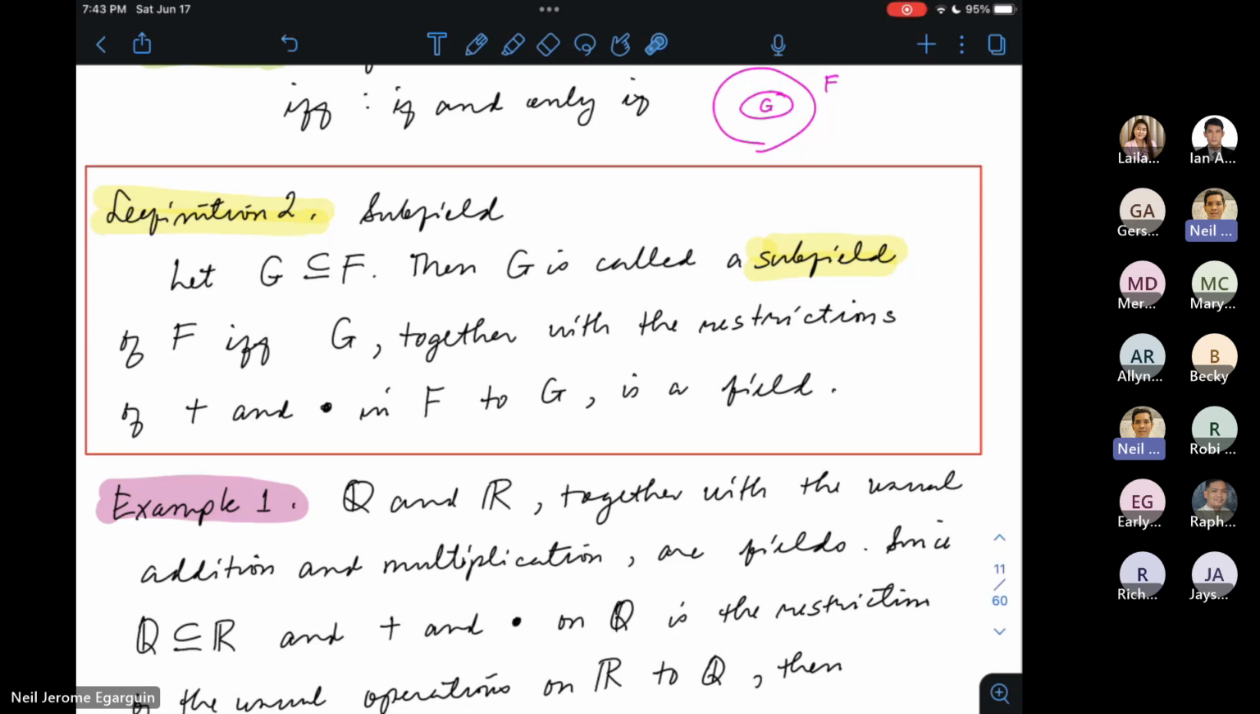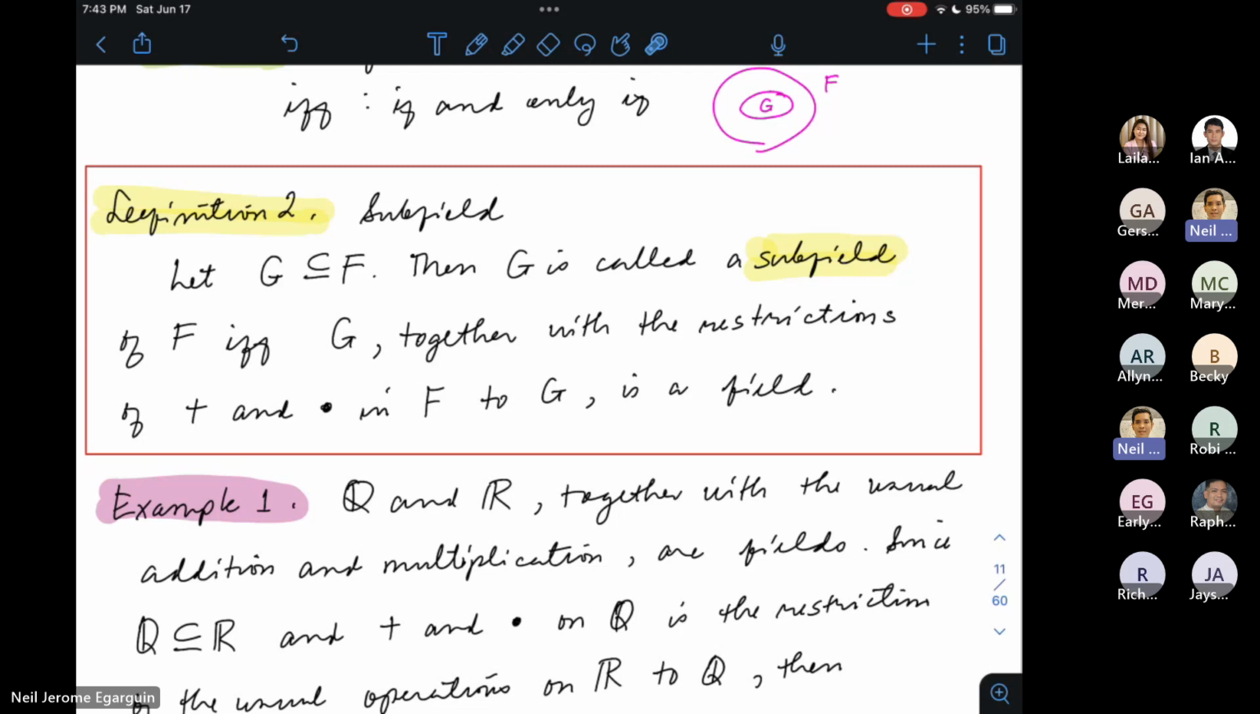So, yung addition kay F at saka multiplication kay F ay pwede mo ring i-apply dun sa mga members ni G. Tapos, pag nag-add ka ng members ni G at nag-multiply ka ng members ni G, nandun pa rin siya kay set G. So, closed si G under both addition and multiplication. Tapos, nasa-satisfy niya lahat ng properties ng isang field. So, si G ay isang field. Alright? Si G ay isang field together with the same addition and multiplication as in F.